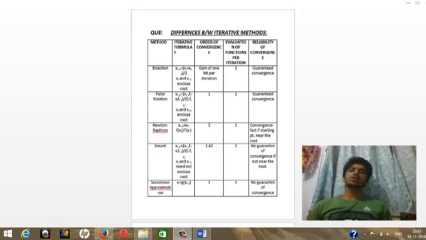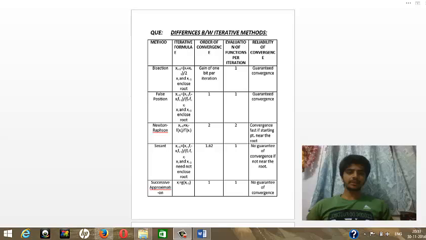Now there is also a difference on the basis of reliability of convergence, meaning whether there is a guarantee that the roots are obtained or not. In the bisection method, there is guaranteed convergence, and it is sure that we will have the roots. In false position method also there is guaranteed convergence, that at the end of the iterative method there will be roots.